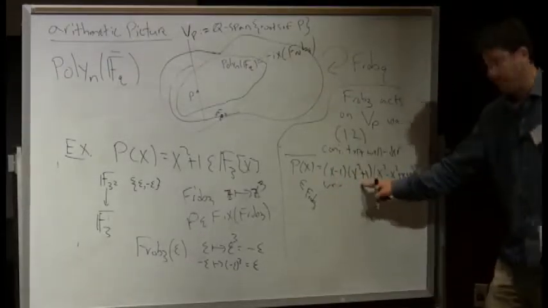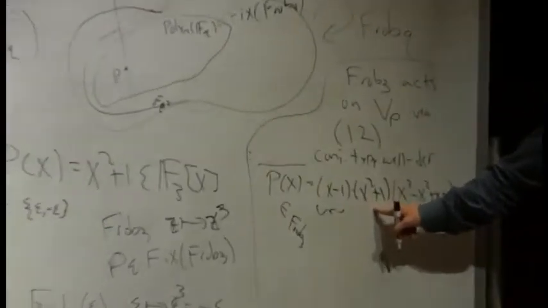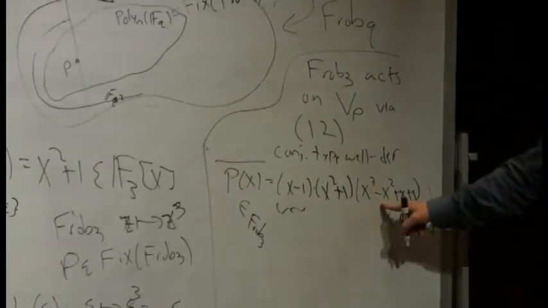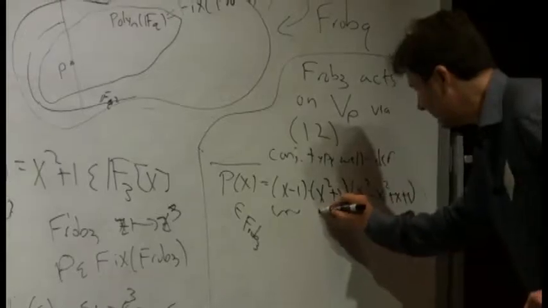Here this is irreducible. You just check. There's no factors in Fq. There's no roots in Fq. And this is irreducible. So this is an irreducible quadratic, and here's an irreducible cubic.